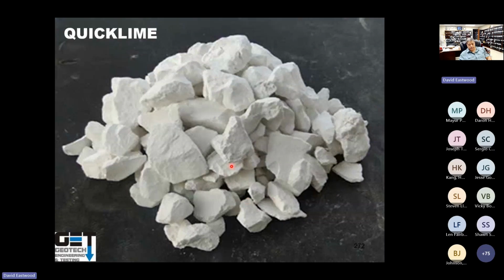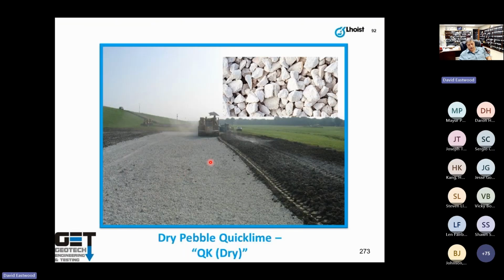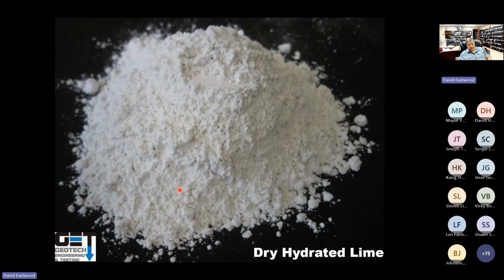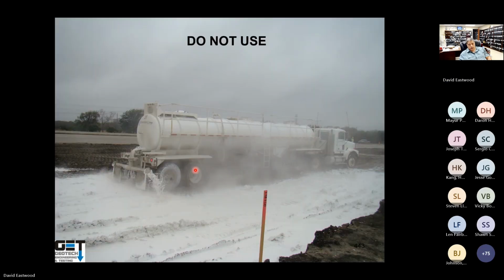You can use quicklime. This is really good. Quicklime soaks that moisture out. You spread it out on the side and mix it. You can use dry hydrated lime. Do not use lime slurry. It's got already a lot of moisture in it.